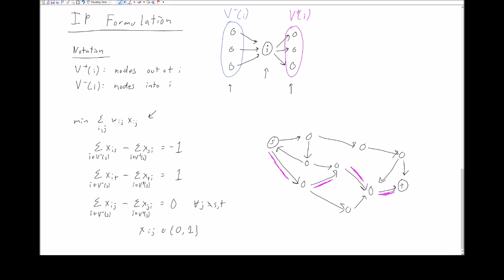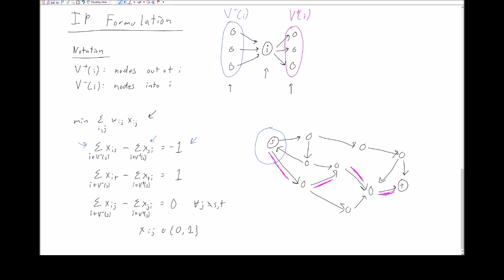The first constraint has to deal with S, and it says that if we look at the arcs moving into S, that is, arcs in V minus of S, and then subtract out the arcs going out of S, that is, the arcs moving to V plus of S, that this sum has to be minus 1. In effect, this constraint is telling us that there has to be at least one arc moving out of S. And if there's an arc going into S, then there has to be an additional arc moving out of S. We won't deal with that second complication.